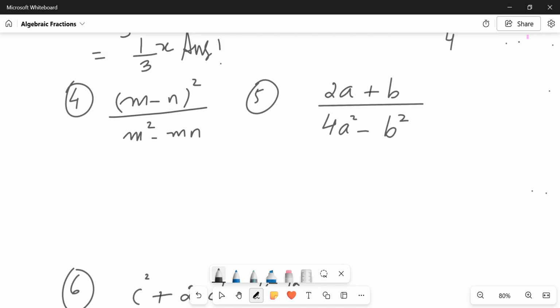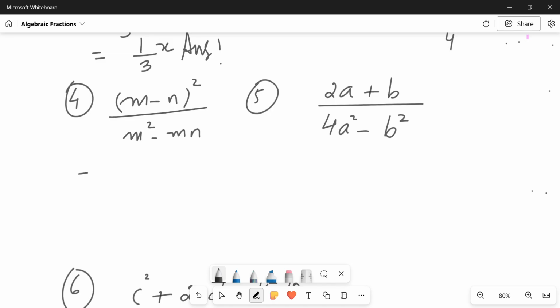M minus n the whole square and n square minus mn. So do you think that we will solve the numerator with the second identity because it is in the form of a minus b the whole square? No, we're not supposed to open this with the second identity. Why? Because when we open as the second identity, in the denominator we don't have this second identity expression. So we need the same number so we can cancel them easily.